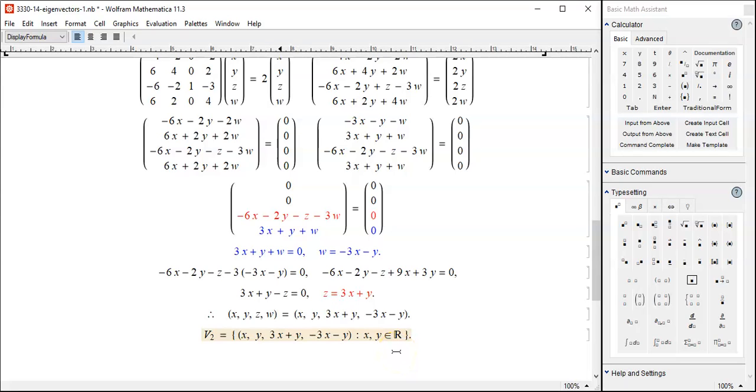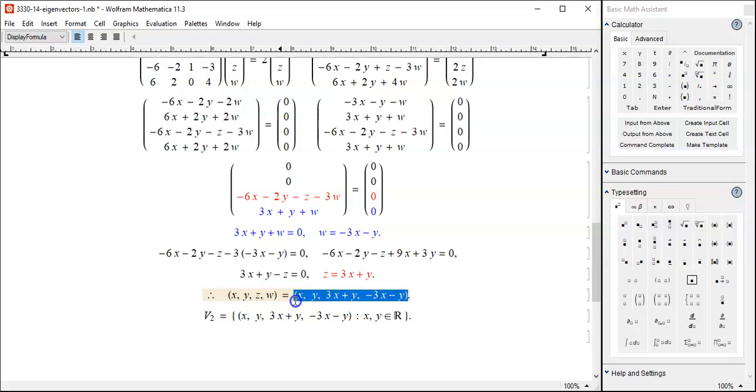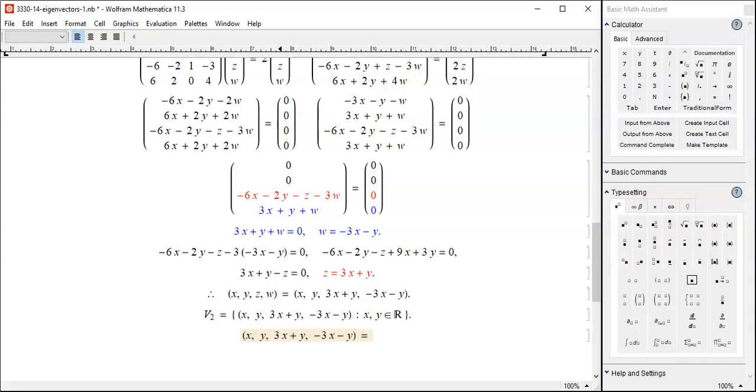But in case there are some students who are having a little bit of difficulty seeing that, let's have a little bit further computation here. This can be rewritten as (x, 0, 3x, negative 3x) plus (0, y, y, negative y). Can you see the decomposition? All the x parts here, and the y parts there.